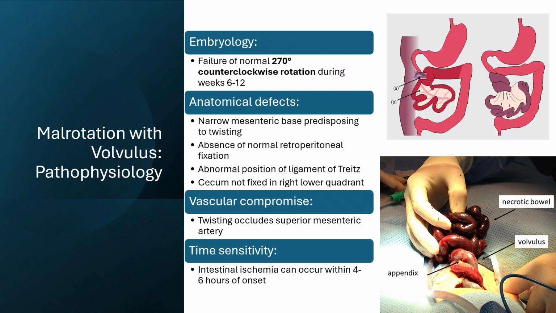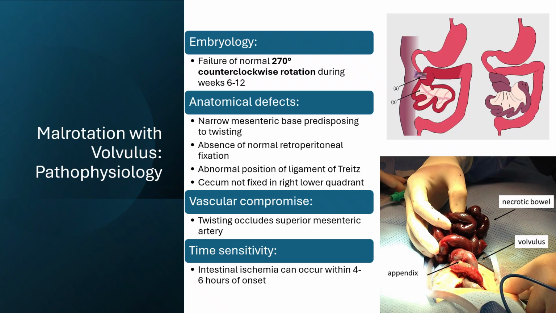The anatomical defects create a perfect storm for volvulus. The narrow mesenteric base represents the most dangerous consequence. Instead of the normal wide attachment from the ligament of Treitz to the right lower quadrant, the entire midgut hangs from a narrow pedicle. This creates the mechanical setup for twisting.